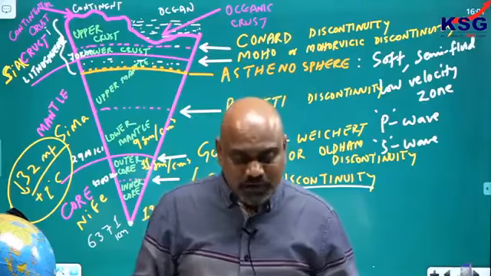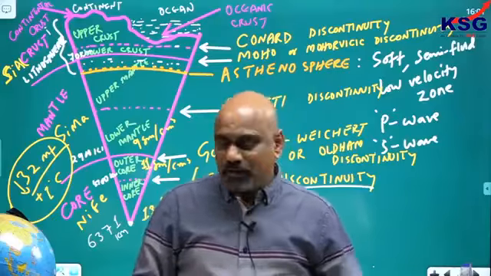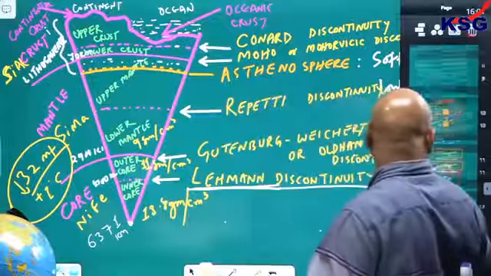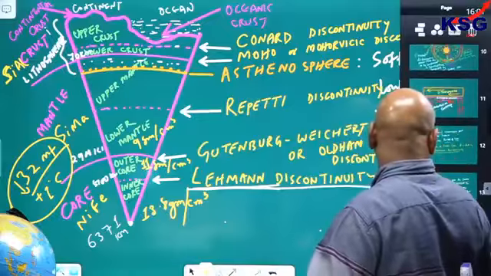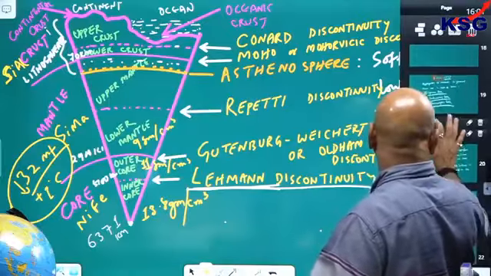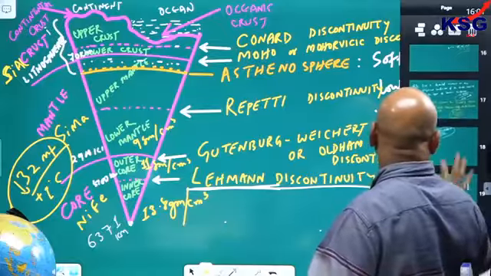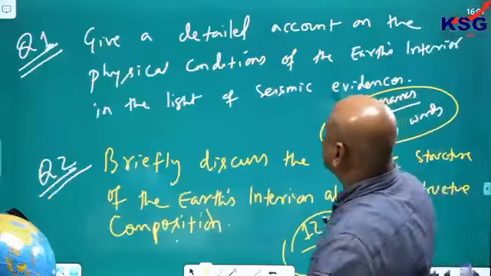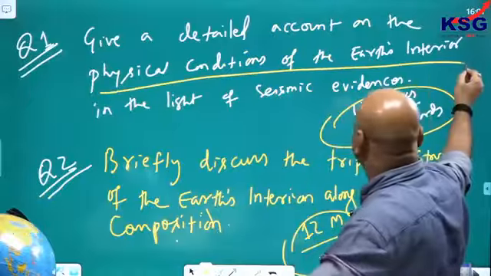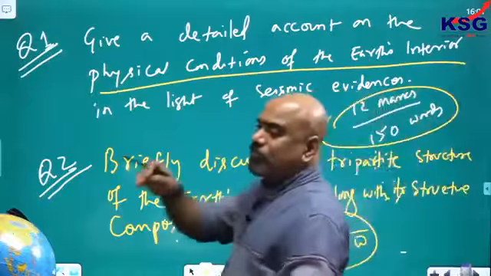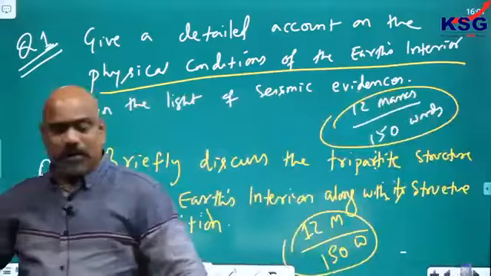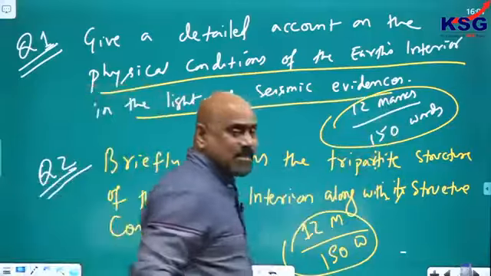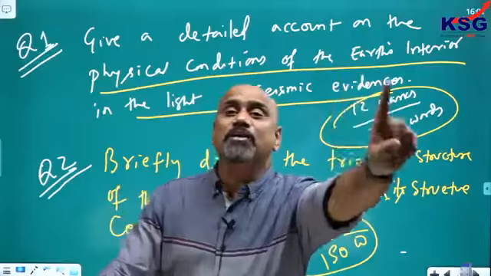Sir, I can't understand the first question. Homework, please explain. Okay, certainly, definitely. See here, what is the first question? Give a detailed account of the physical condition of the earth's interior. That means whether it's solid, liquid or gaseous, whatever the state of the earth's interior is, in the light of seismic evidences. Seismic evidences mean the behavior of earthquake waves.